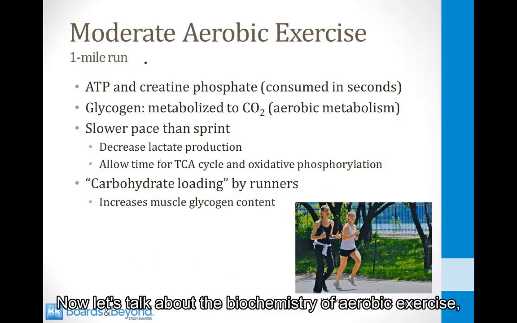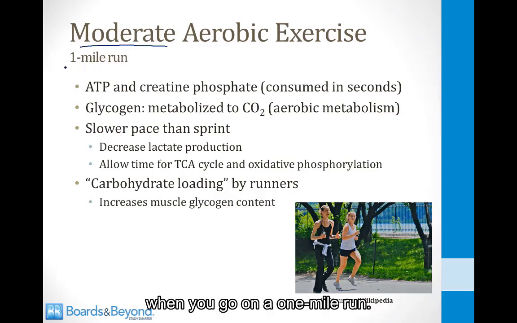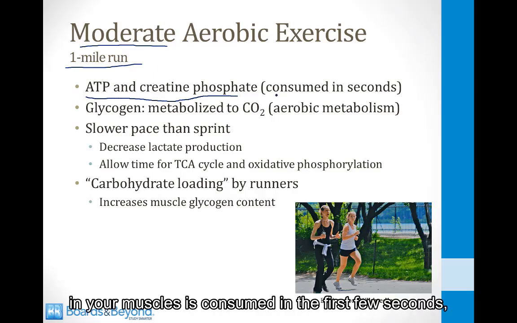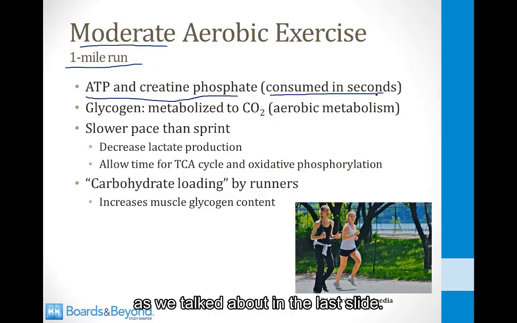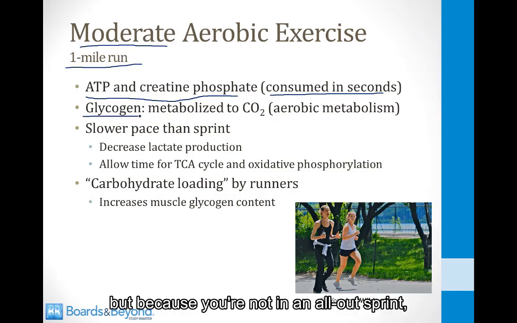Now let's talk about the biochemistry of aerobic exercise. And first, let's consider moderate aerobic exercise. And let's talk about what happens when you go on a 1-mile run. The ATP and creatine phosphate in your muscles is consumed in the first few seconds, as we talked about in the last slide. Your muscles will then begin to metabolize glycogen, but because you're not in an all-out sprint, they can use the slower metabolic pathways like the TCA cycle and electron transport.